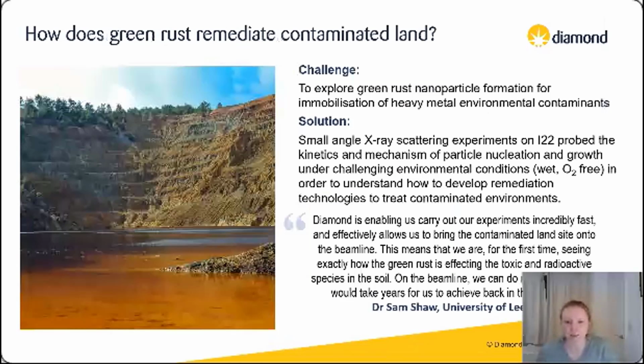An example I'd like to talk to you about is looking at green rust. This is a complex nanoparticulate mineral which forms in wet oxygen-free materials. The study we did here was looking at the kinetics and mechanism of particle nucleation and growth. So you can freeze it at different points and start looking at how this process continues.